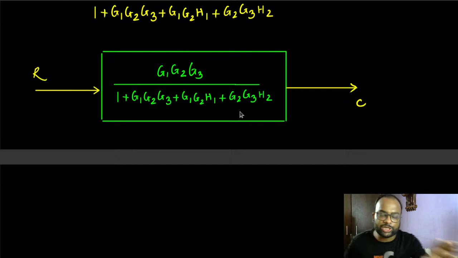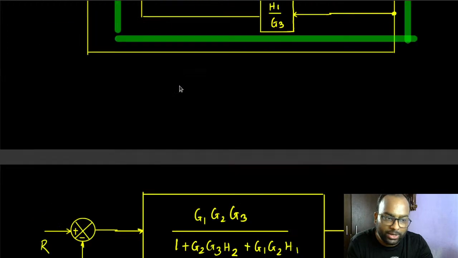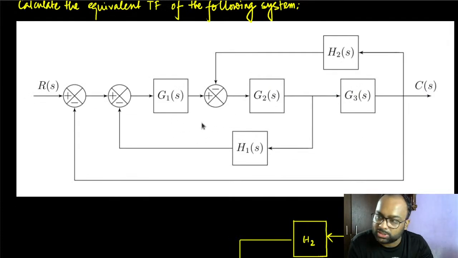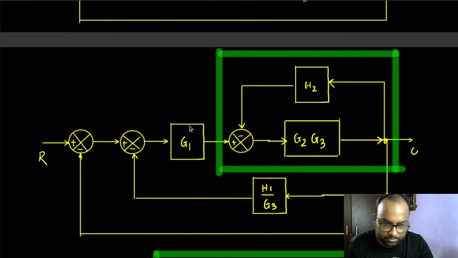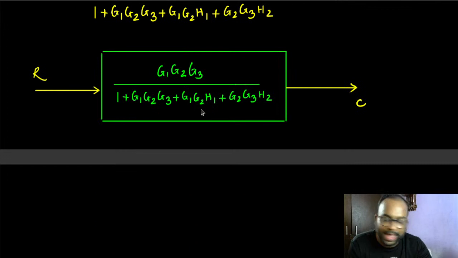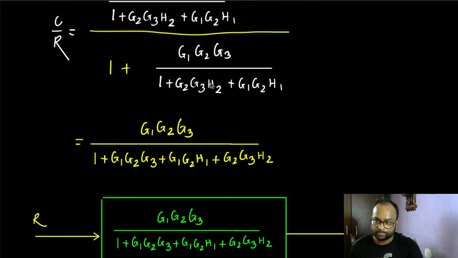So this transfer function does not tell you how it was constructed. But it tells you that as far as the input and the output are concerned, this is the relationship between them.